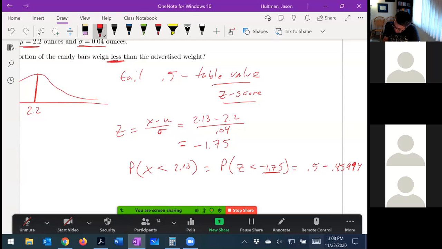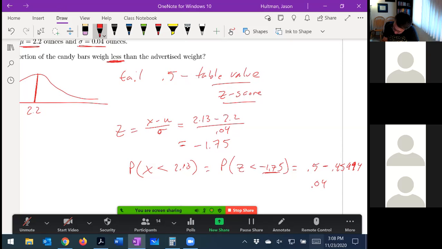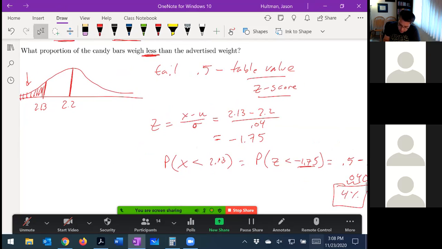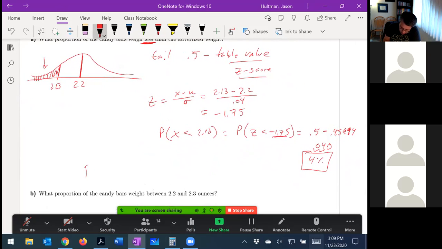Okay, so if I were to subtract that, 0.5 minus 0.45994, I would get basically 0.04, or 4%. Move the decimal over, I get 4%. So there's a 4% chance that the candy bar, and you're going to want to write that out.